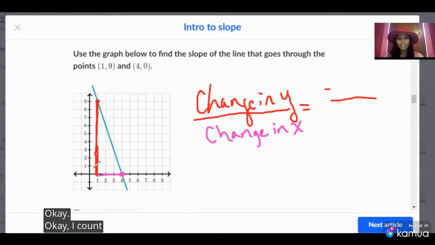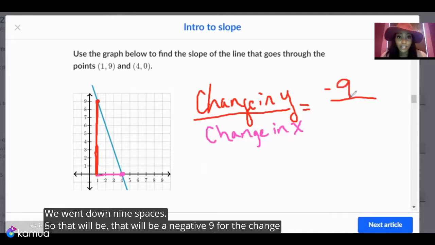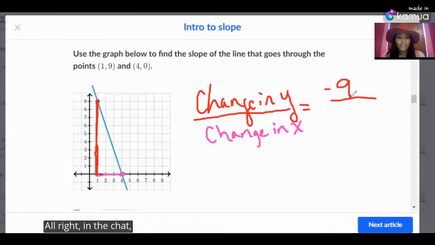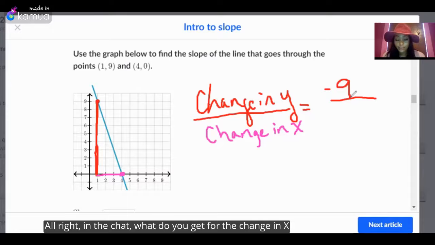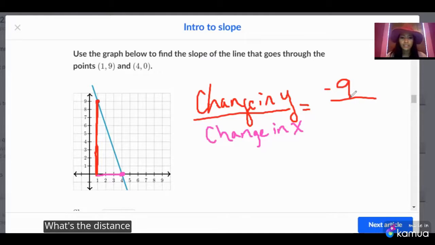Okay, I count 9. We went down 9 spaces, so that will be a -9 for the change in y, -9. All right, in the chat, what do we get for the change in x? Change in x, and as I'm just going to the right, what's the distance or the length of the purple line? Put that in the chat.